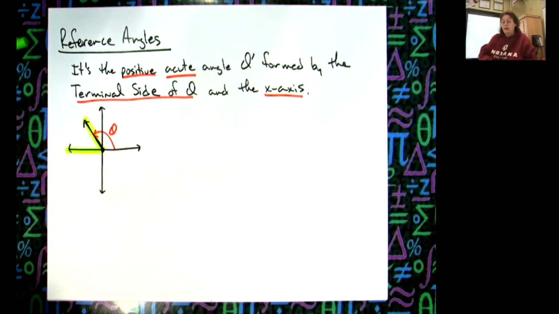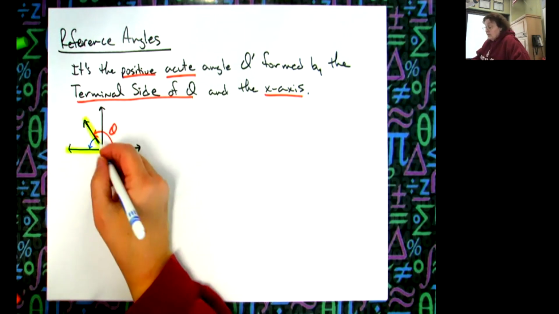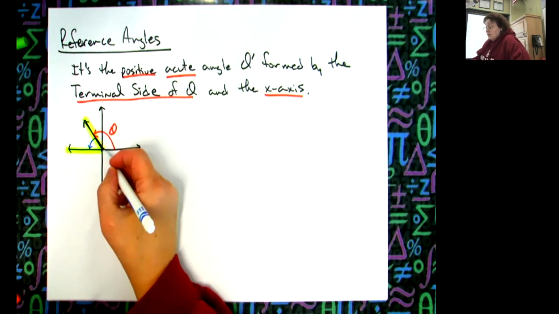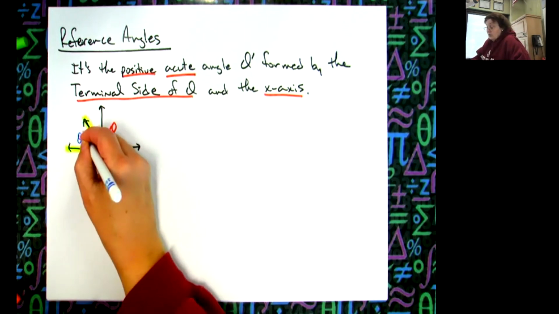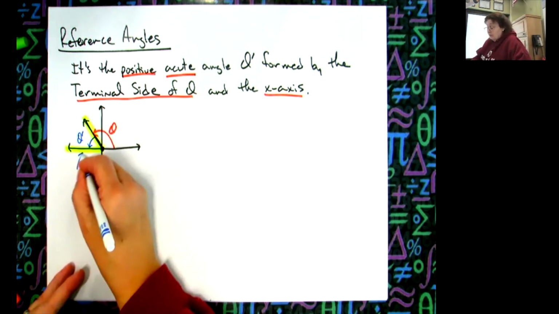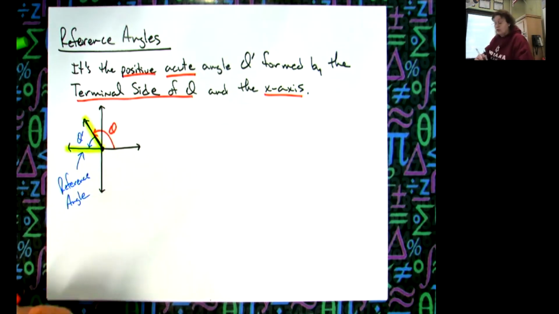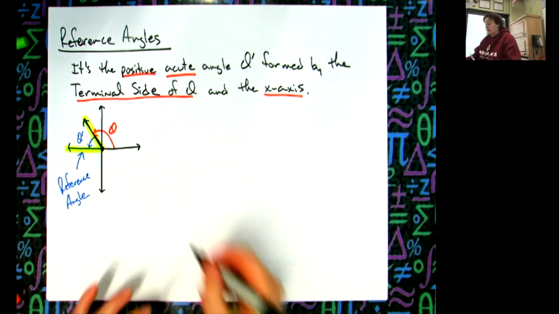Now if I think that's where my reference angle is, I'm going to check. Well, yeah, it's going to be a positive value. It is definitely an acute angle. It is created by the terminal side of theta and the x-axis. So this is my reference angle, theta prime. So the idea is relatively simple here. I'm just going to show you several different scenarios of what it can look like.